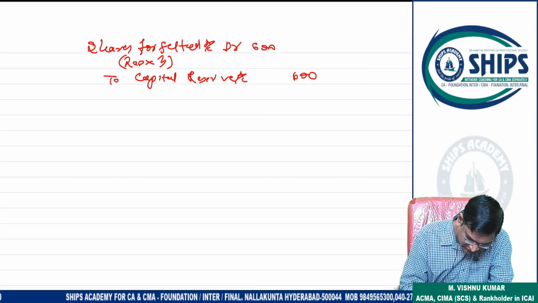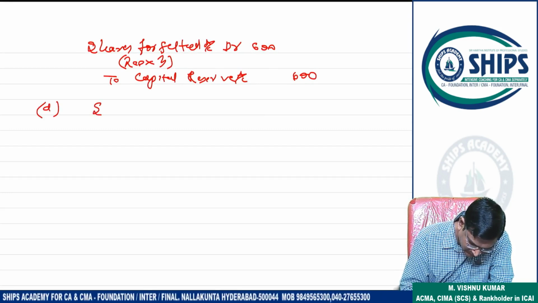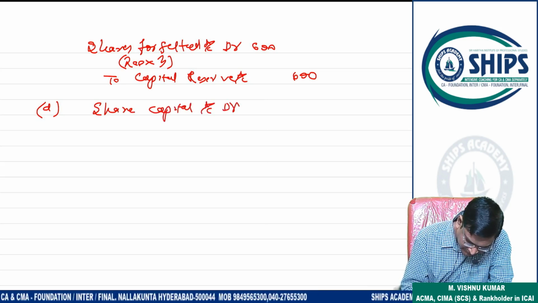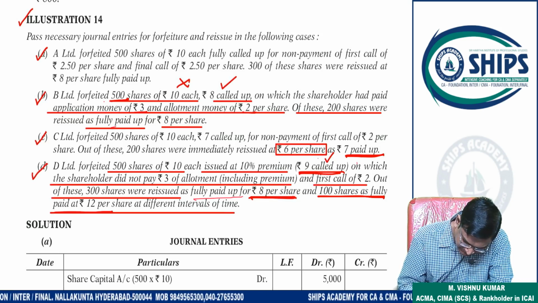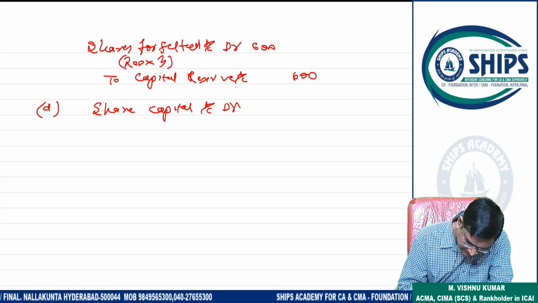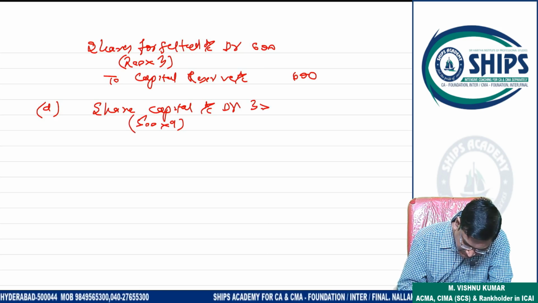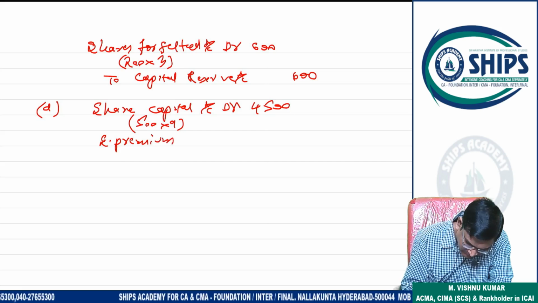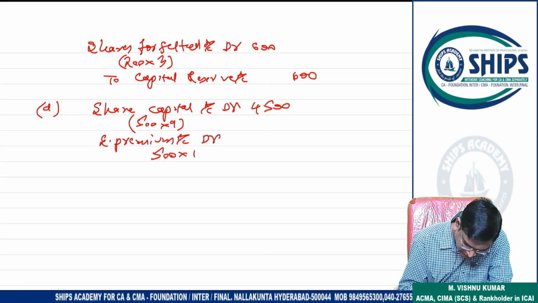First we have to write the share forfeiture entry. Share capital account debit. Here 500 shares are forfeited, and 9 rupees is the called up value. 500 into 9, 4500. Now securities premium is also not collected. Premium account debit, 500, 1 rupee.